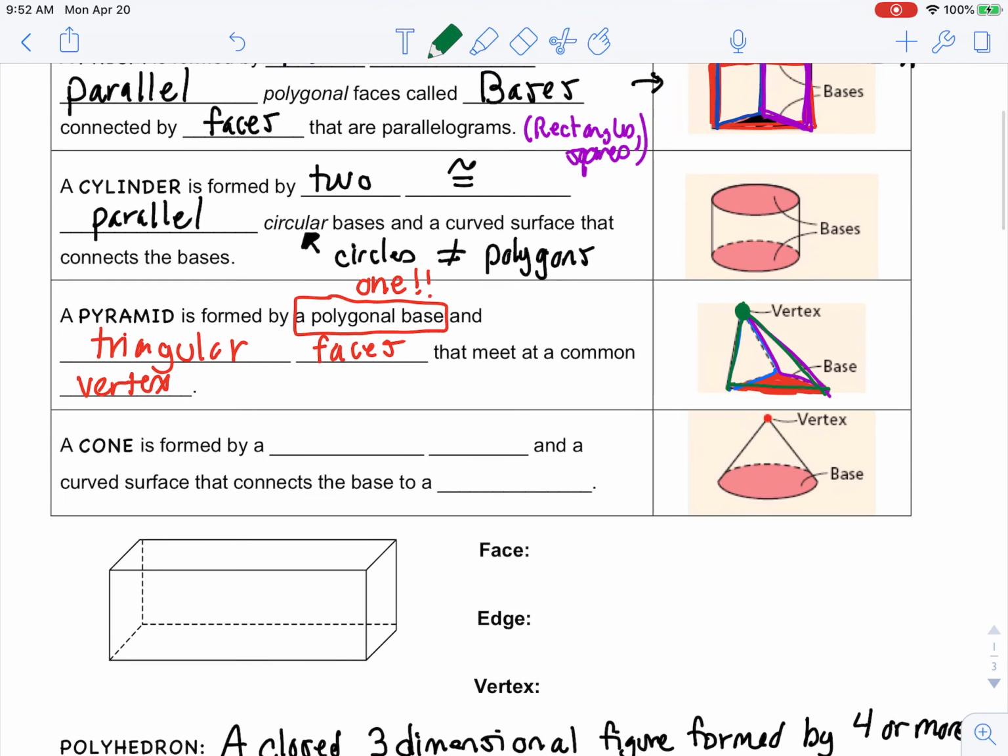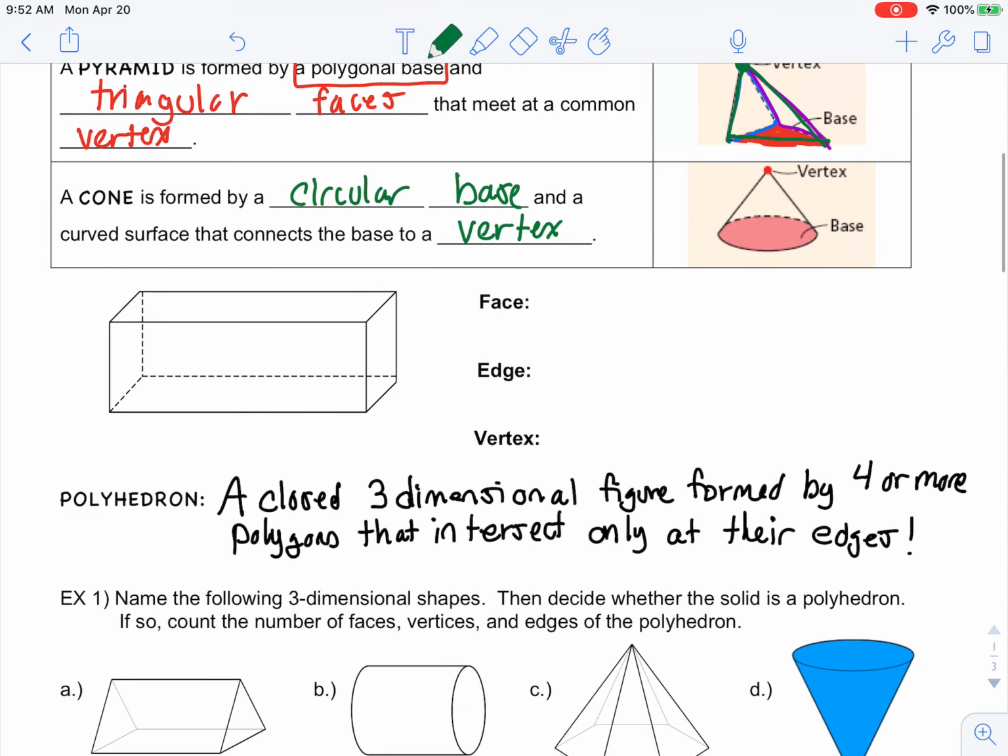So all of the faces are still triangles, and then they all meet at this one point called the vertex. A cone is formed by having a circular base. And again, remember that a circle is not considered a polygon. And then again, there's that curved surface that connects the base to a point at the top called the vertex.